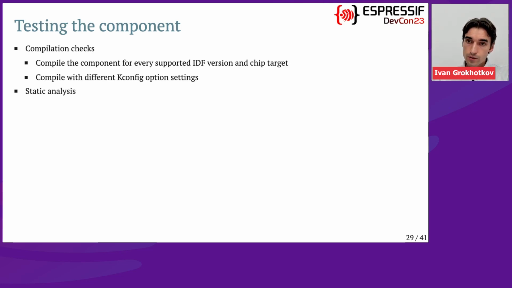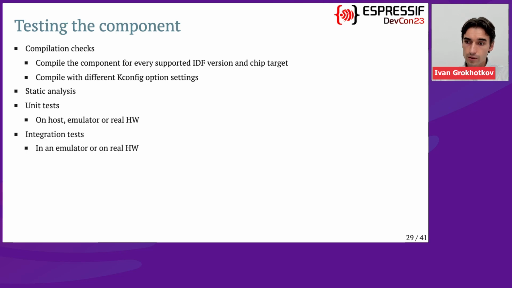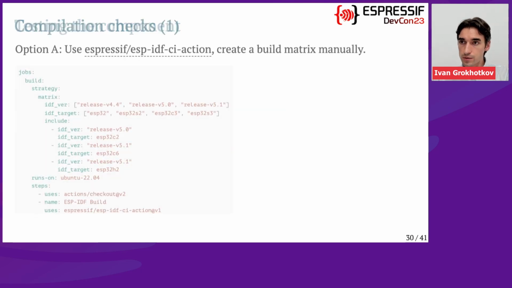The other thing you can do is run static analysis, for example, using a tool such as clang-tidy. And you can run unit tests either on the host or on the real hardware, like a development board, or on the emulator. And you can run integration tests, again in an emulator or on real hardware. Let's look at those one by one.